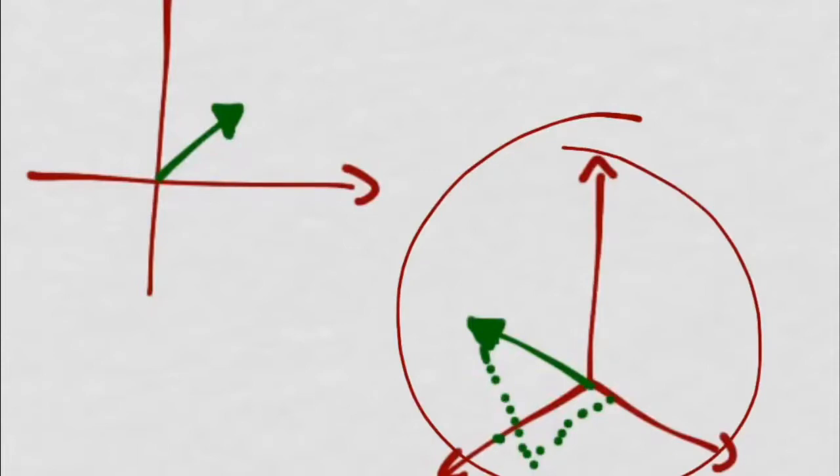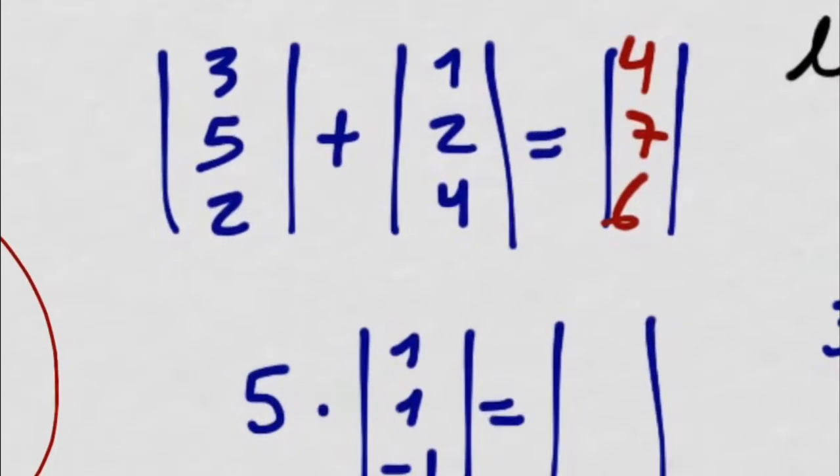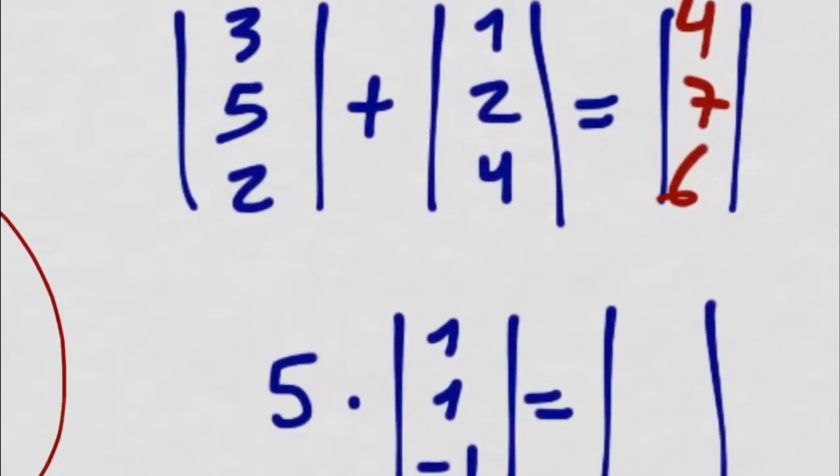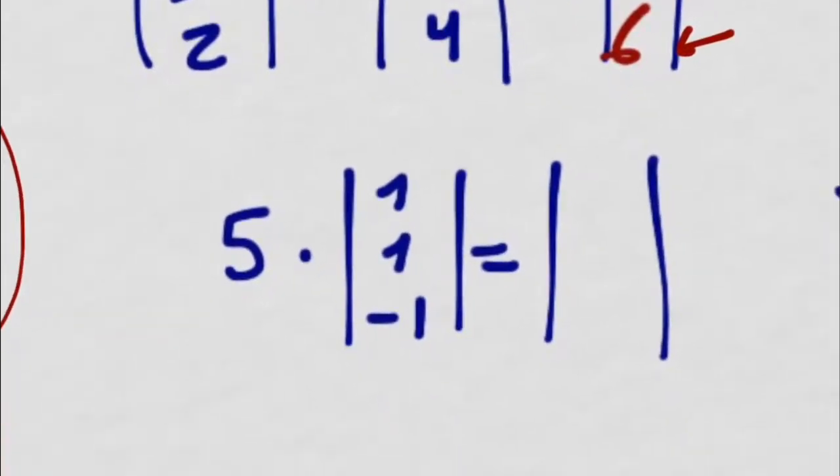like this, is called vector space. And each vector space has two operations: addition and multiplication by a scalar. So addition, here we have 3 plus 1, 4, 5 plus 2, 7, 2 plus 4, 6, and the scalar multiplication by a number, 5 times 1, 5, 5 minus 5. By a scalar, I mean a number.